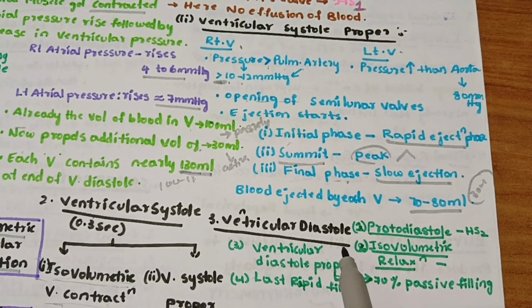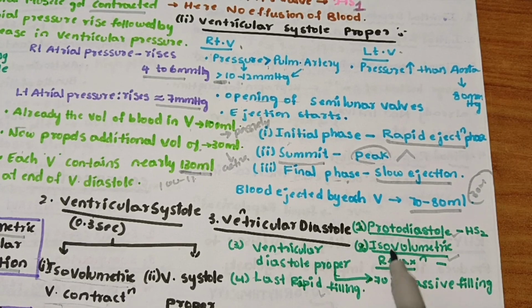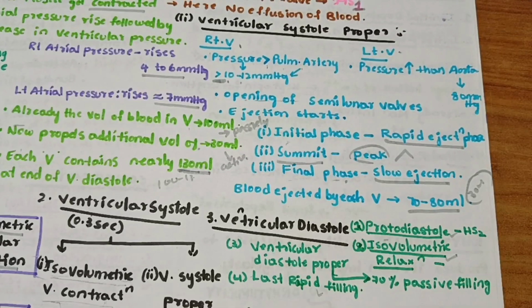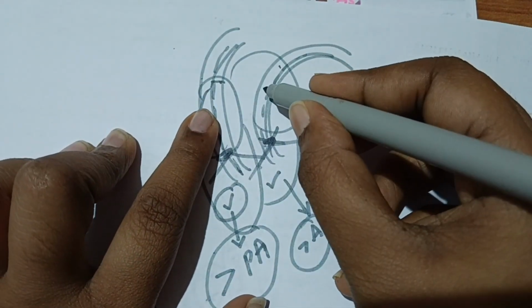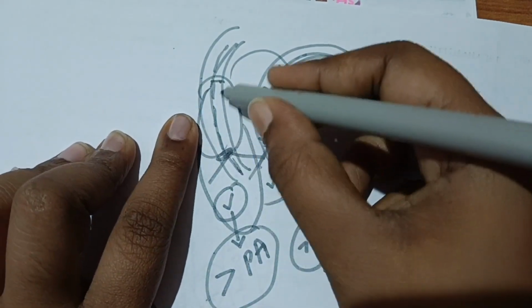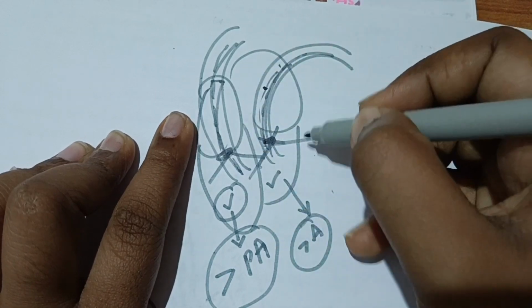Now the ventricular diastole. Here again we have 4 stages: protodiastole, isovolumetric relaxation, ventricular diastole proper, and last, rapid filling. See, protodiastole. Here, the vessels have less blood pressure compared to the ventricle, so the blood is going up into the vessels.